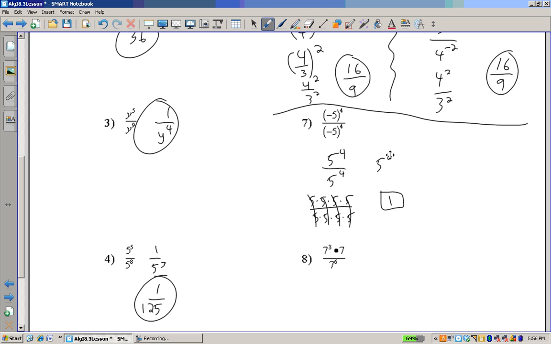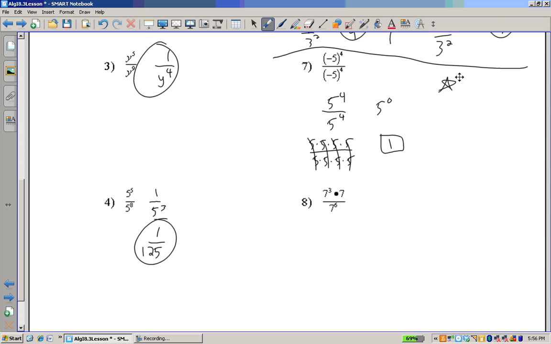Anything to the 0 power besides 0 itself. 0 to the 0 power is undefined. But anything else to the 0 power is going to be 1. Unless there's a negative that's not in parentheses, in which case it would be a negative 1. If that confused you, just a little side note here. The opposite of 5 to the 0, which is 1, is negative 1. So just to contrast that there, this is a little different situation, but nonetheless very important.